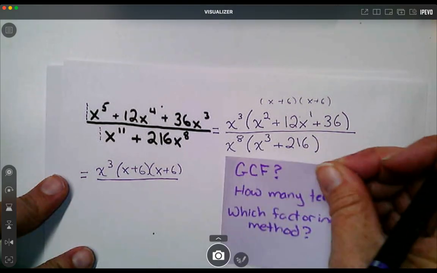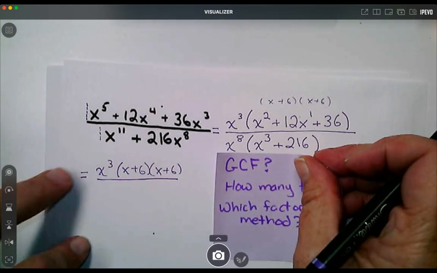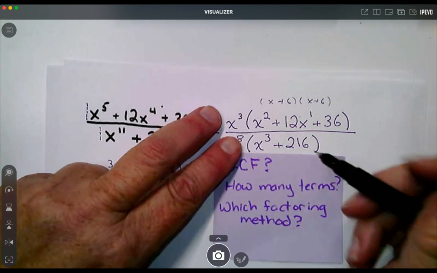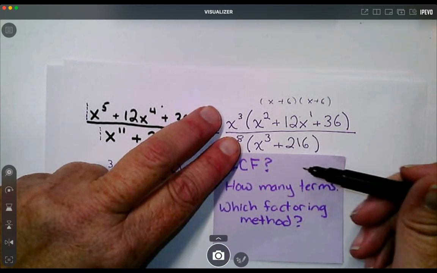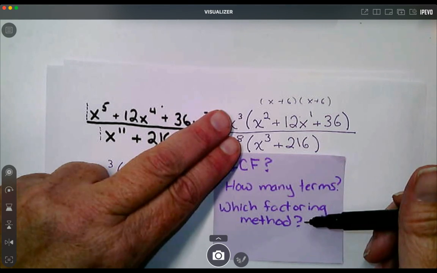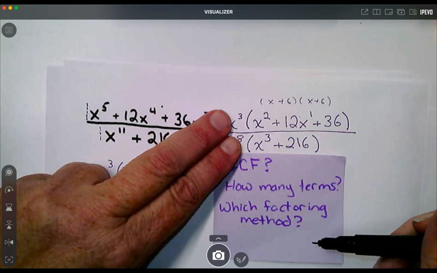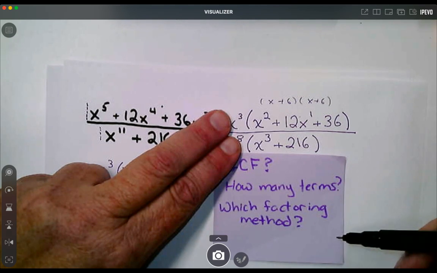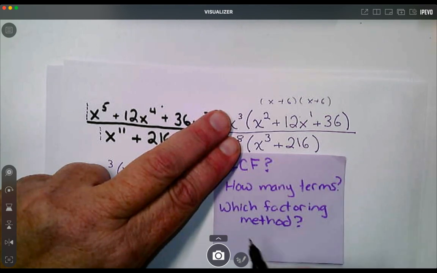Now let's look at our denominator. We already handled the GCF. Now inside parentheses here, we have 2 terms. So which factoring method would we use? Sum of cubes, difference of cubes, or difference of squares?